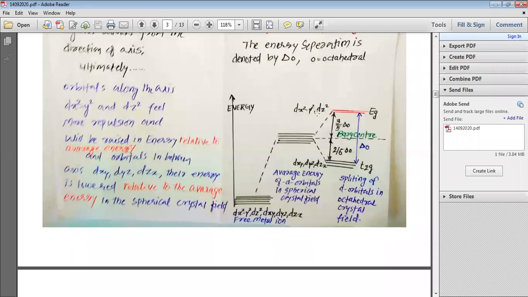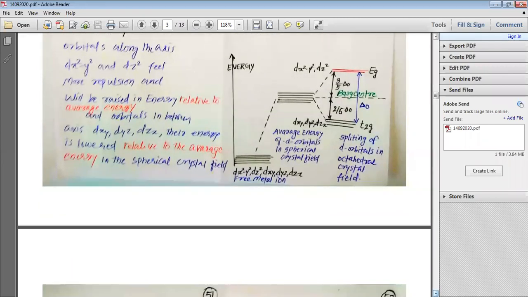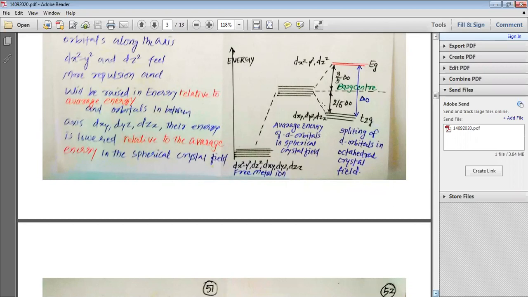They are the orbitals present on the axis, and that is why their energy has been increased. The energy which is increased is by 3 by 5 delta, and the energy decrease is by 2 by 5 delta. You can even write 0.6 instead of 3 by 5 and 0.4 instead of 2 by 5, and this is how we can understand the overall delta O splitting. So this is the octahedral splitting of d orbitals, that is what we can understand.